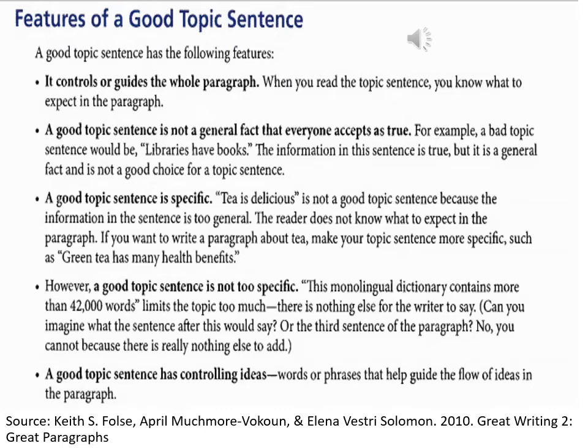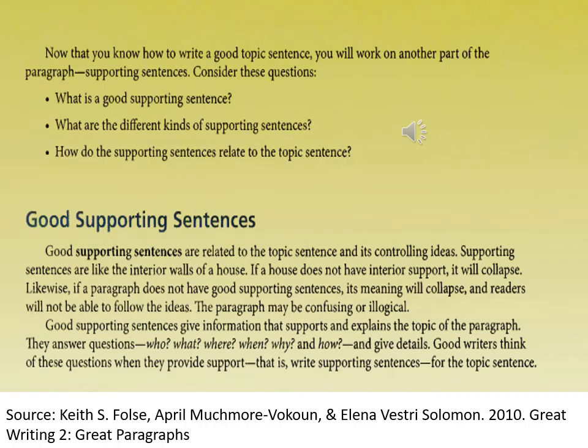And then the last feature is a good topic sentence has controlling ideas. It can be in the form of words or phrases that help guide the flow of ideas in the paragraph. Now that you know how to write a good topic sentence, you will work on another part of the paragraph, supporting sentences. Consider these questions. What is a good supporting sentence? What are the different kinds of supporting sentences? And the last question is, how do the supporting sentences relate to the topic sentence?